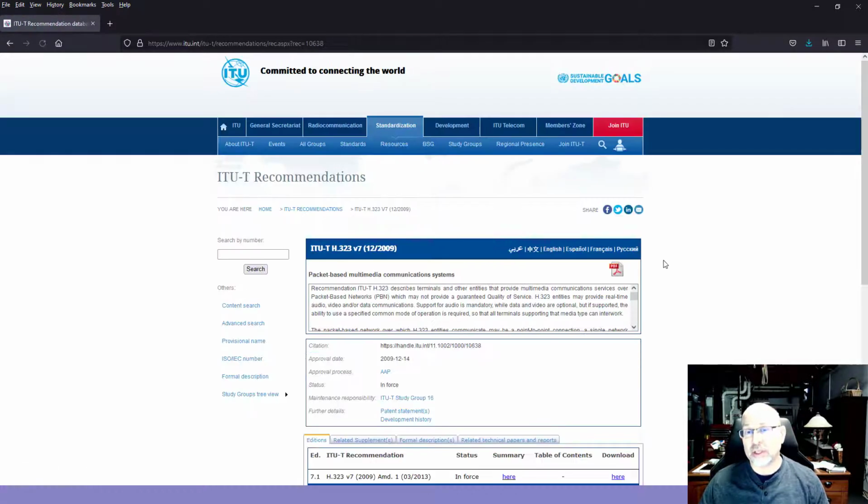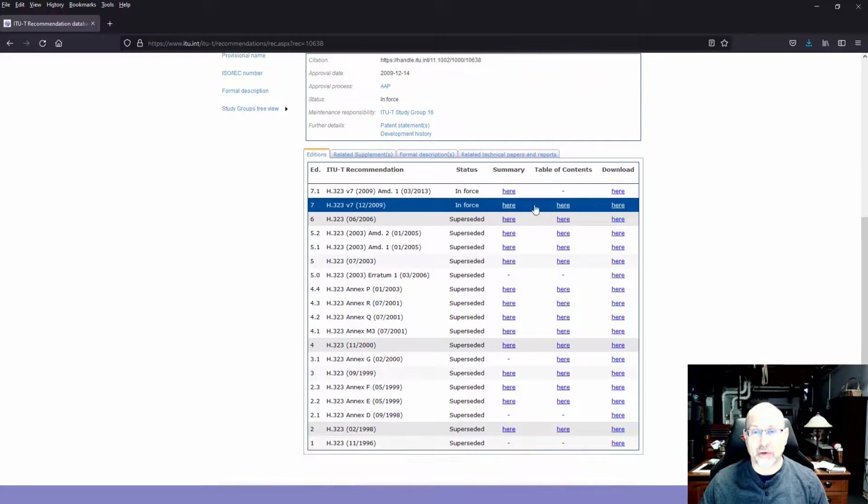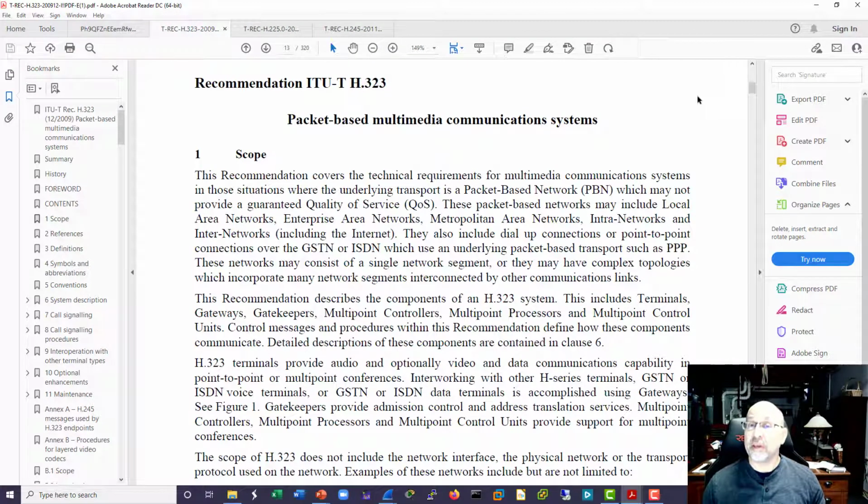And you can also see the history of a particular standard. So the in-force is what we would be looking at. Okay, so that's that. Now I've taken the liberty of popping a few of these open for us. So this is the H.323 standard. And we'll just take a look at one or two sentences from the right. This recommendation covers the technical requirements for multimedia communications in those situations where the underlying transport is a packet-based network.